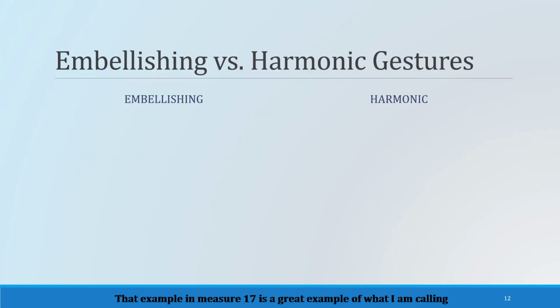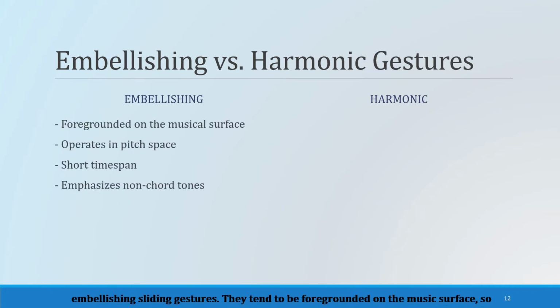That example in measure 17 is a great example of what I'm calling embellishing sliding gestures. Embellishing sliding gestures tend to be foregrounded on the musical surface, so they don't tend to involve the chords that much. It operates in pitch space, so we're looking at specific notes moving to specific other notes, as opposed to more abstract pitch class spaces. It tends to happen over a shorter time span, and the gesture tends to emphasize non-chord tones as sort of the highlight of the gesture.